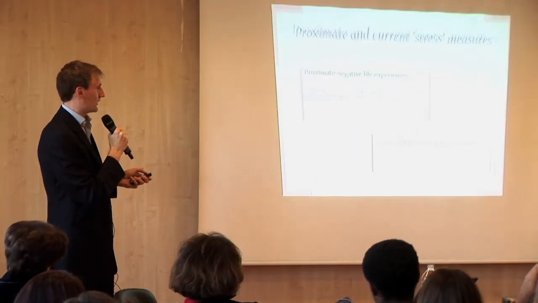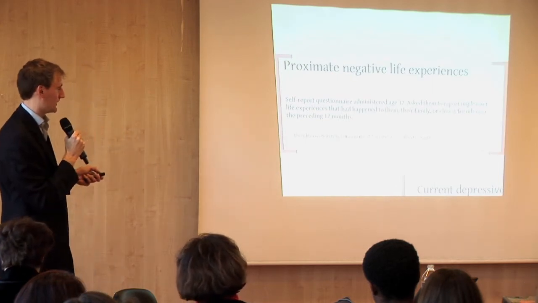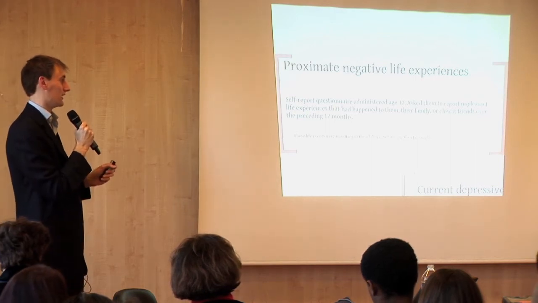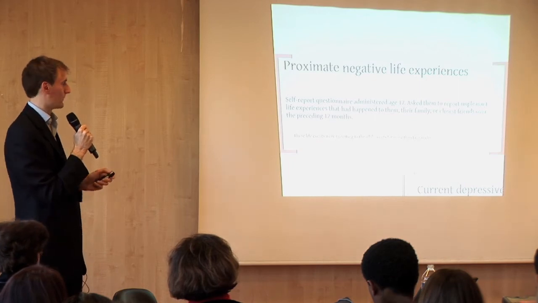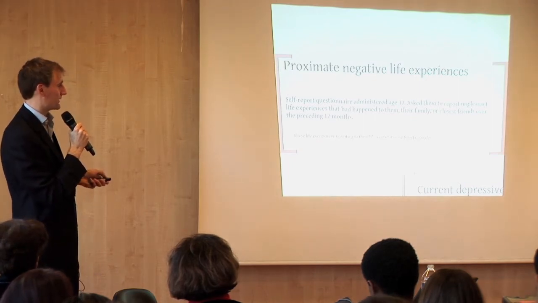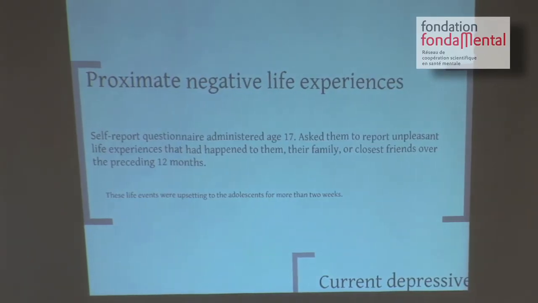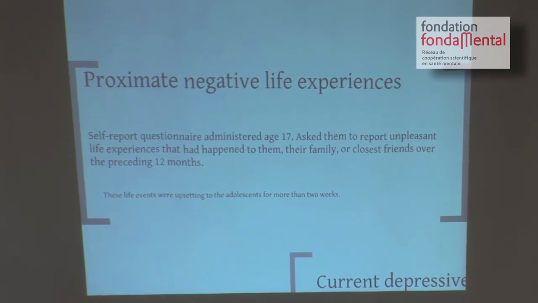So I'm just going to outline the measures of negative life experiences. This was a self-report questionnaire administered at age 17, and it asked participants to report unpleasant life experiences that happened to them, their family or closest friends over the preceding 12 months. And those life events were upsetting to the adolescents for more than 2 weeks. So again, this is different from other studies that have used things like a life event checklist, where they have to simply tick off if any of these life events had happened to them, because it had to have, in our study, significant impact for at least 2 weeks.